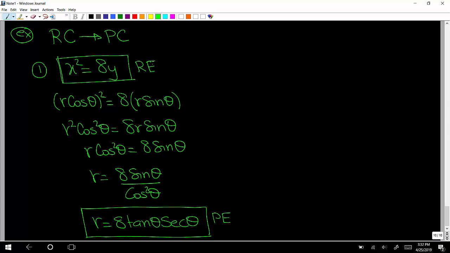Okay. So we can always switch between one coordinate system into another by making the appropriate substitutions. Let's take a look at one more example. Let's say we have x squared plus y squared minus 4xy is equal to 0. And I want to change this to polar coordinates.